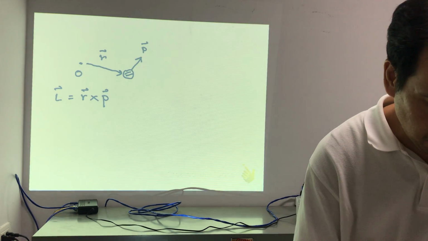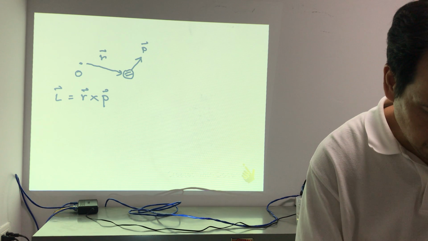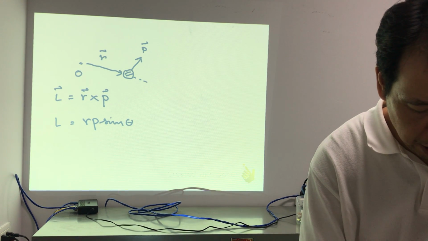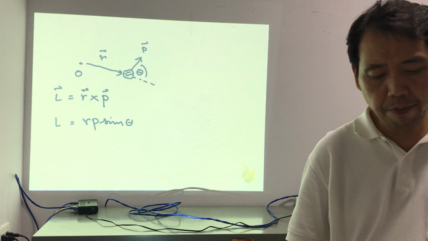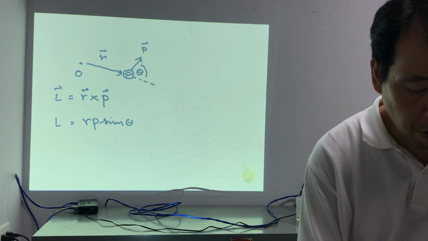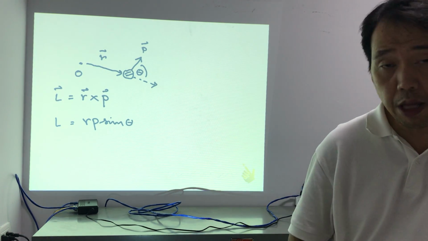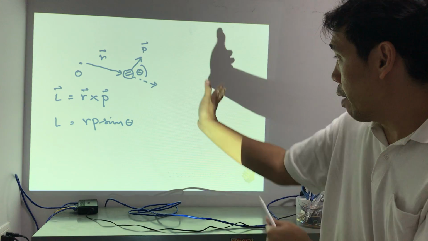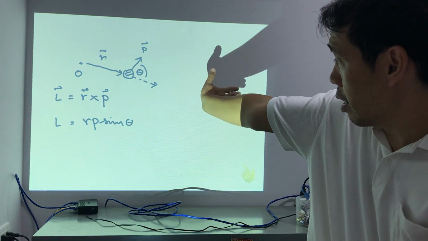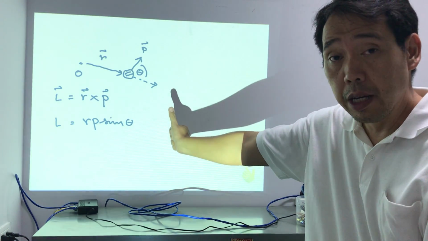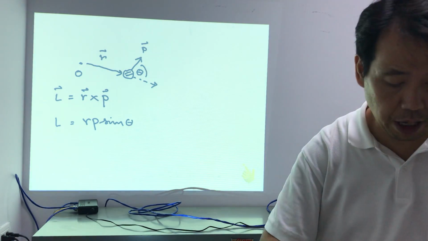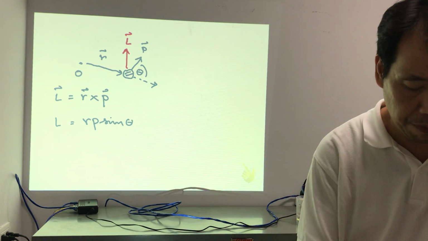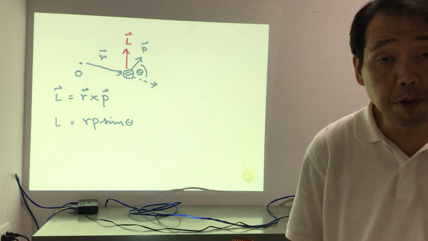So we can write that the magnitude of the angular momentum is equal to rp sine theta, where theta is the angle between vector r and vector p. The direction again follows the right-hand rule. If vector r points along your forefinger and vector p points out from your palm, the direction of the angular momentum is along your thumb. So the angular momentum vector points in this direction.